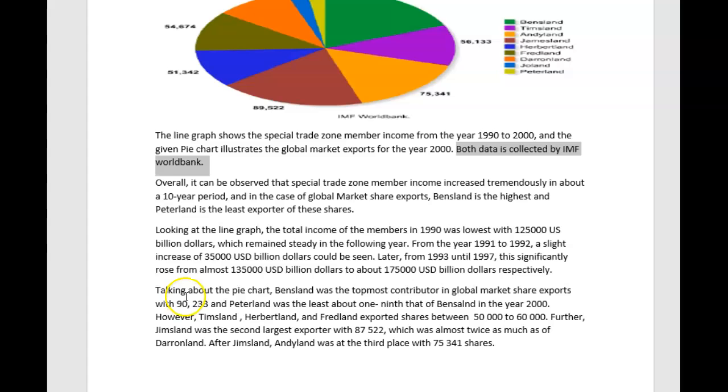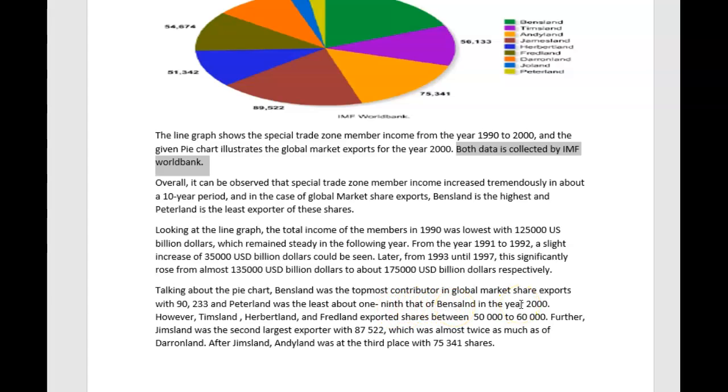I don't like this talking about the pie chart. More appropriate here would have been turning to the pie chart. Bensland was the topmost contributor to global market share exports with 90, 233. What does this mean? 233. Oh, okay, 90. You know what? You put a space here. That's why it's confusing. So no space here. It's a number. Was the least with about 1/9 that of Bensland.